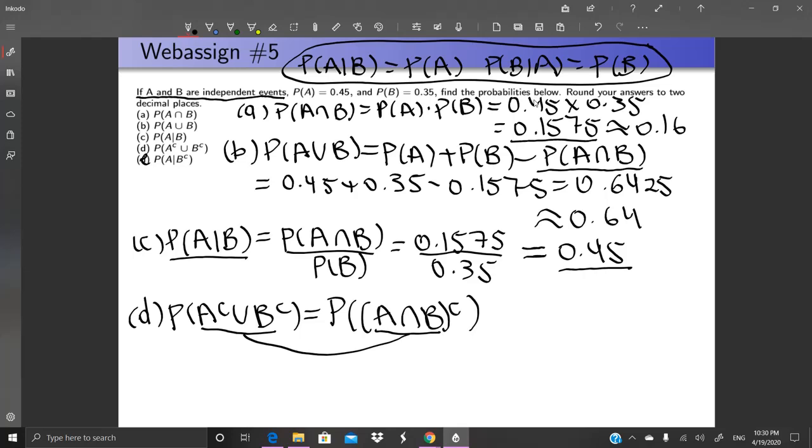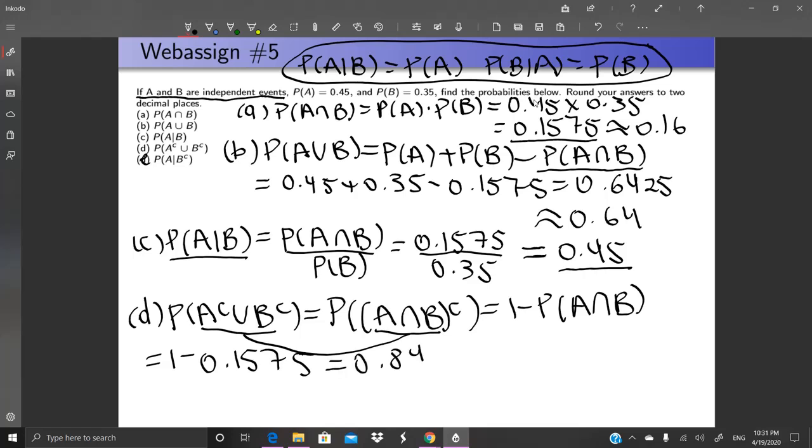Okay, I'm trying to find the probability of the complement of a set, and then I remember, oh, that's 1 minus the probability of that set, right? So meaning 1 minus the probability of A intersect B. And I know what the probability of A intersect B is, so I can say that this is equal to 1 minus what I got in part A, 0.1575, and then that gives me 0.8425, or approximately 0.84, since I need 2 decimal places, right? That's my answer for part C.